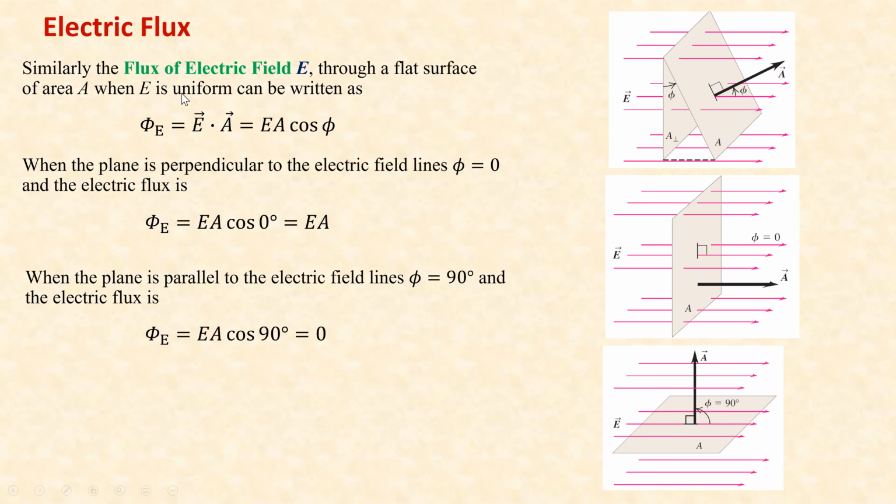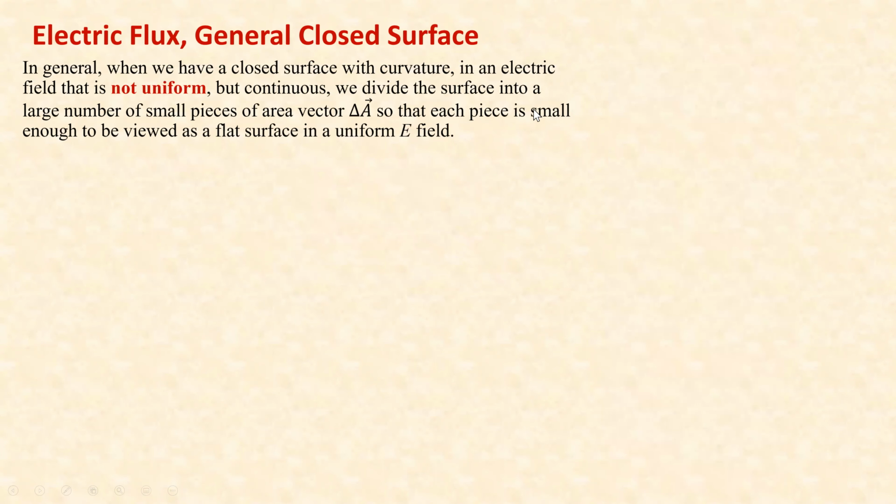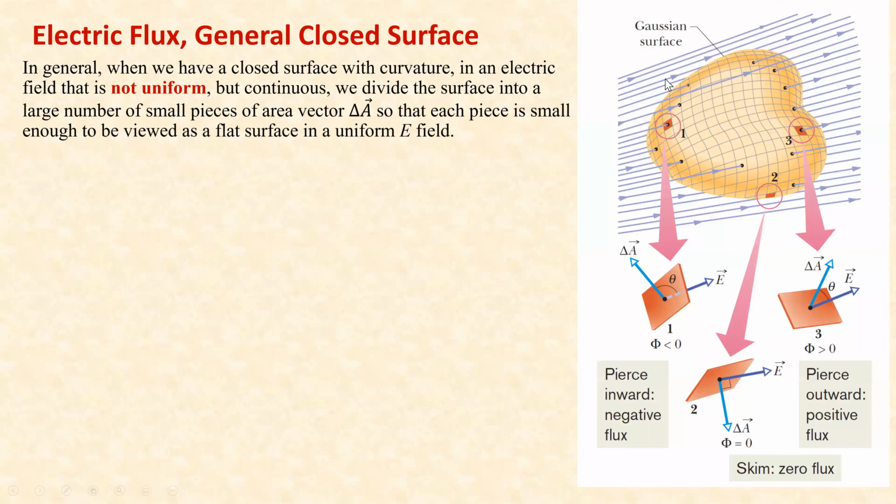But what if the electric field is not uniform? Here we said that the electric field is uniform and the surface is flat. What if the electric field is not uniform and the surface is not flat? In that case, we divide the surface into very small pieces. The electric field is usually continuous, which means that it doesn't change abruptly from one point to the other. Therefore, for each one of these small pieces, we have a uniform electric field if they are small enough.